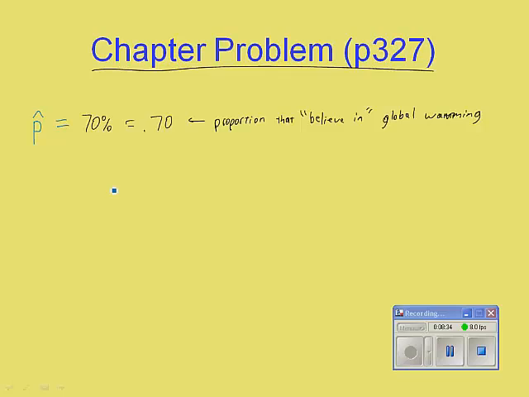What's that? It's an estimate. Well, how? And then that leads to the second question. How accurate is that 70% going to be?